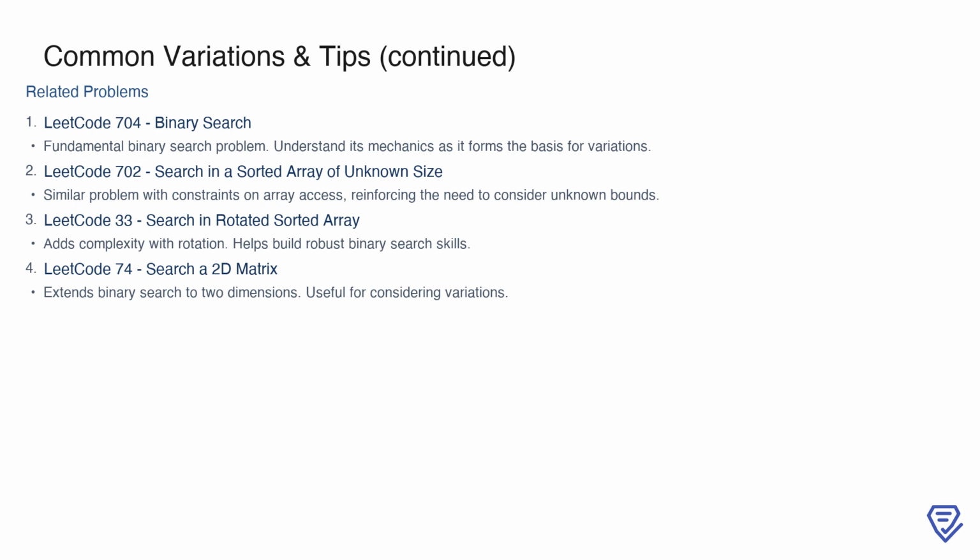Then, there's LeetCode 33, which involves searching in a rotated sorted array. This adds complexity and is great for enhancing your problem-solving skills with binary search variations. Finally, LeetCode 74 extends binary search to two-dimensional arrays, which helps you think about applying binary search in different contexts. Tackling these problems will deepen your understanding and prepare you for a wide range of scenarios.